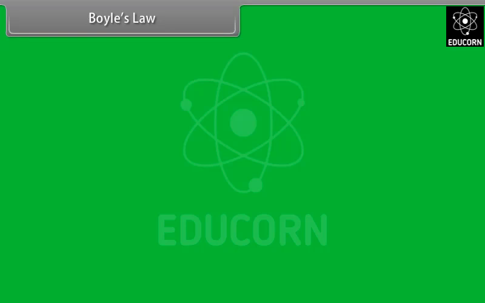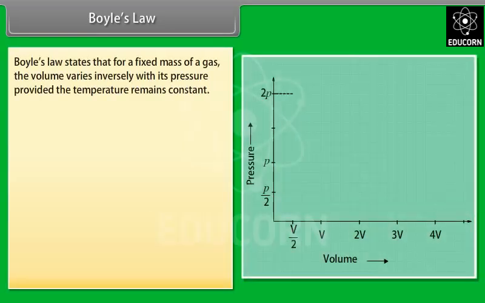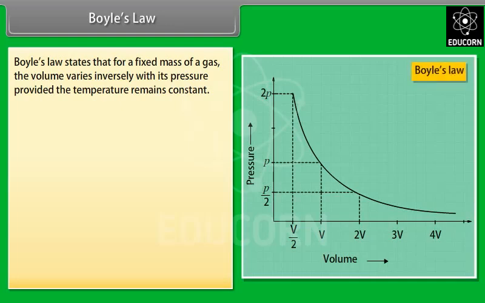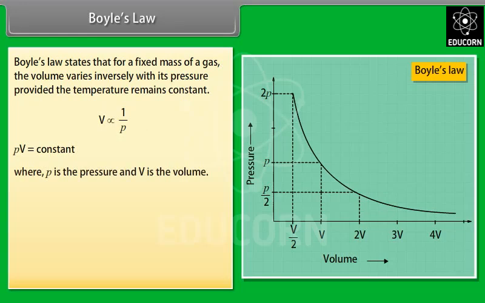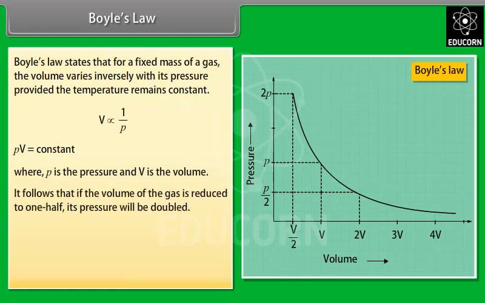Boyle's law. Boyle's law states that for a fixed mass of a gas, the volume varies inversely with its pressure provided the temperature remains constant. PV is equal to constant, where P is the pressure and V is the volume. It follows that if the volume of the gas is reduced to 1/2, its pressure will be doubled.